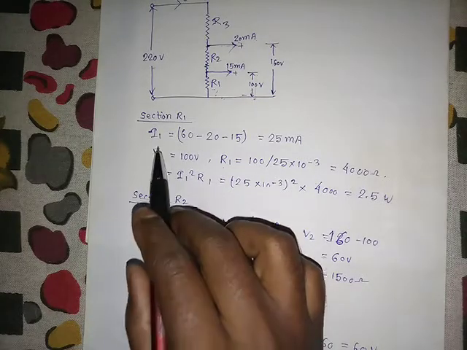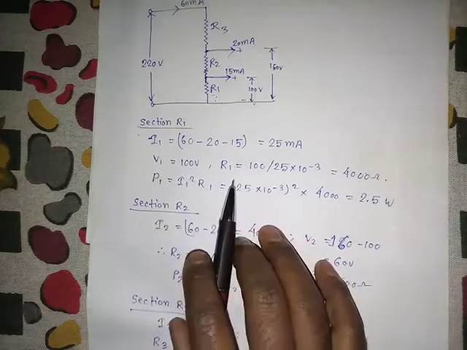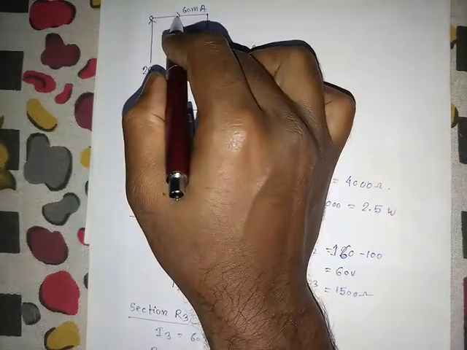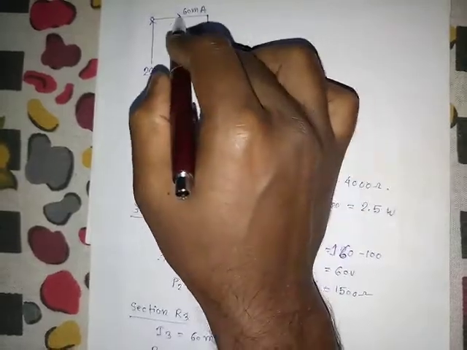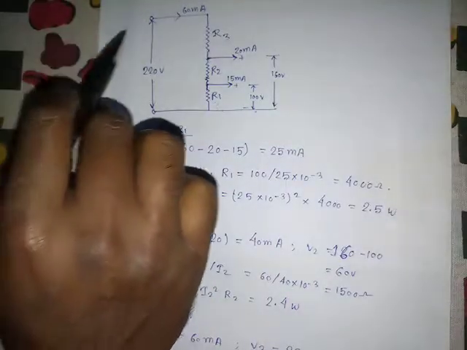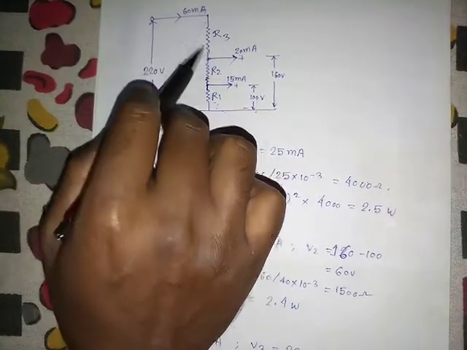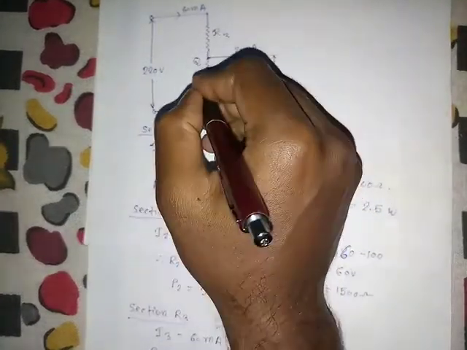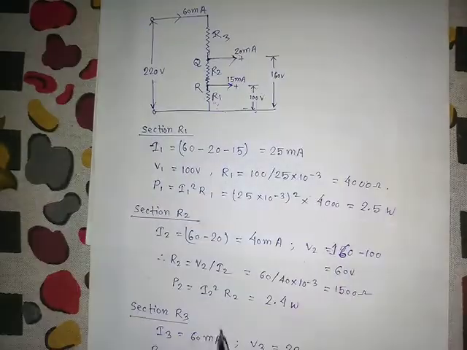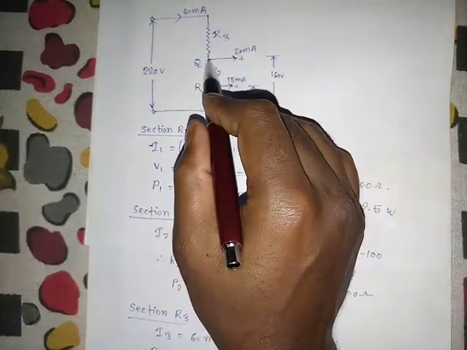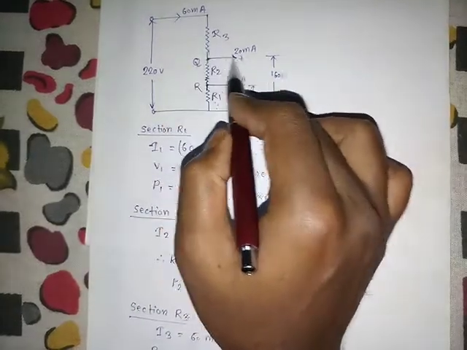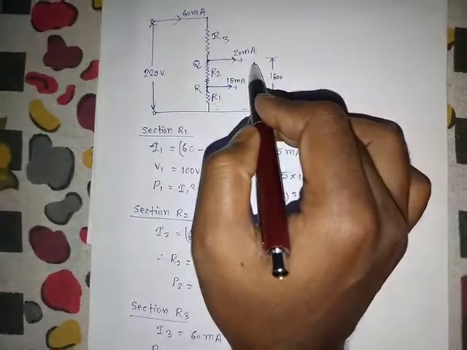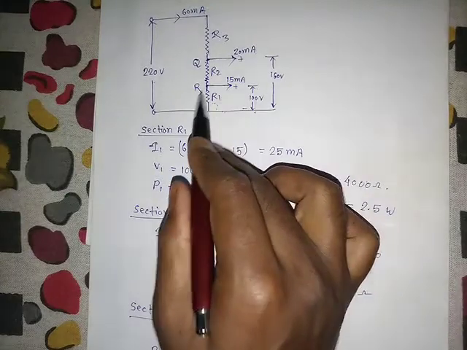Section R1. Here, in section R1, this is our circuit current. This circuit current will come to this point. Suppose you consider it to be Q, and this is R. At this point Q, the circuit current is incoming and 20 is outgoing. So what is our answer across R2? 60 minus 20. Now we are focusing on R1.